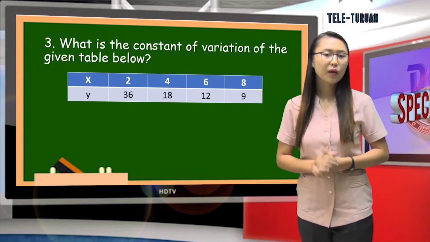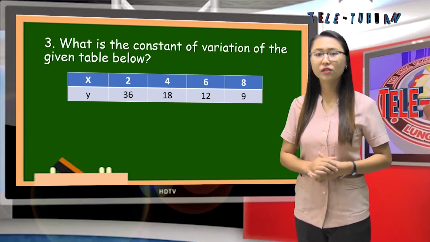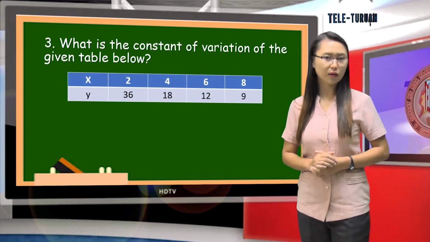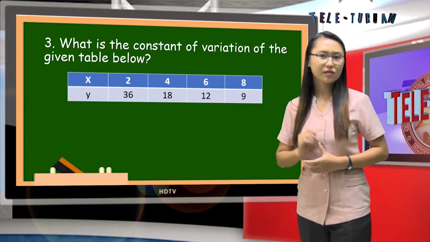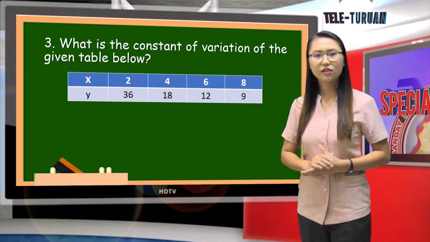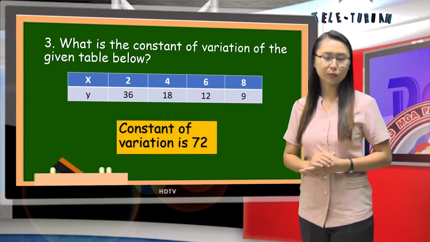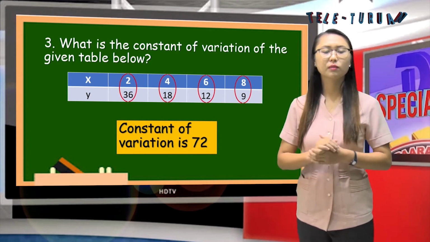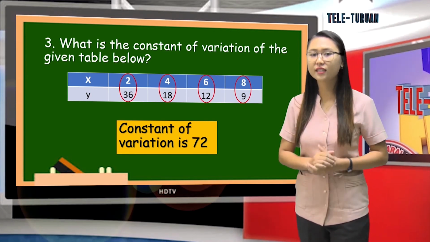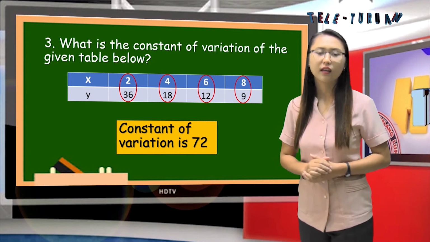Number 3. What is the constant of variation of the given table below? That's right. The constant of variation of this table is 72. All we have to do is to multiply the values of X and Y.